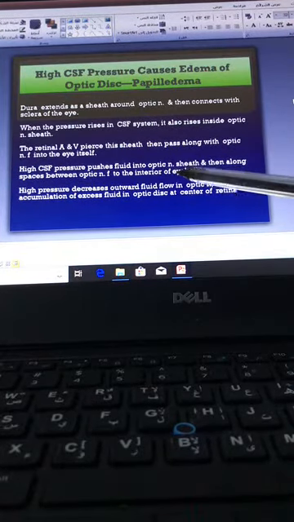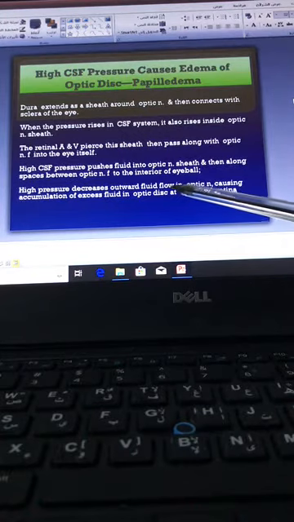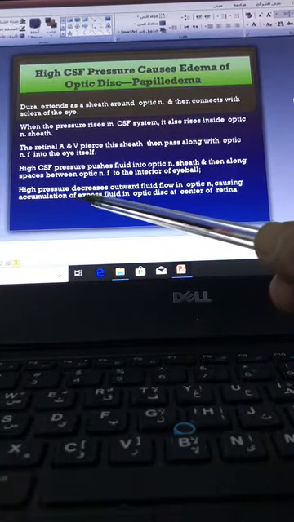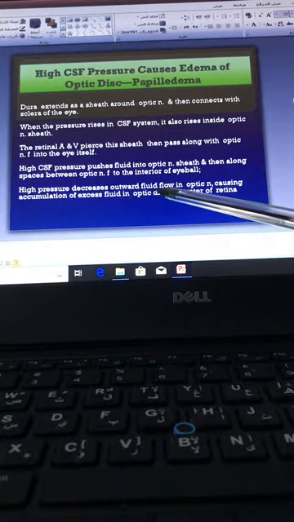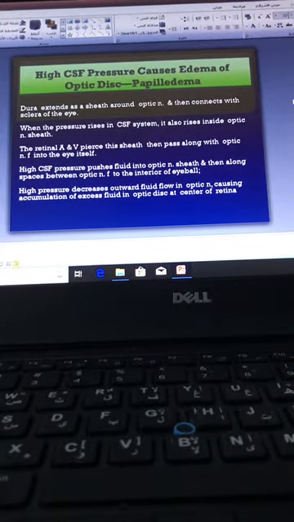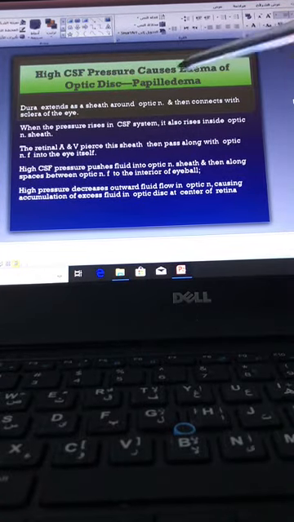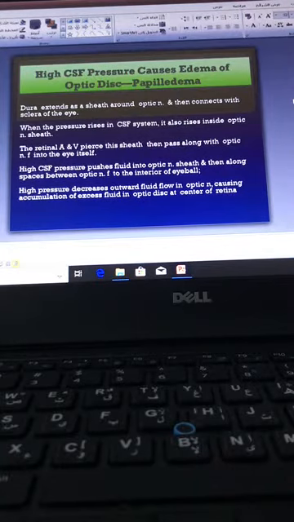High pressure decreases outward fluid flow in the optic nerve, causing accumulation of excessive fluid in the optic disc at the center of the retina. Since it becomes edematous, eventually there is a change in the shape of the optic disc, and we call it papilledema, meaning edema of the papilla.